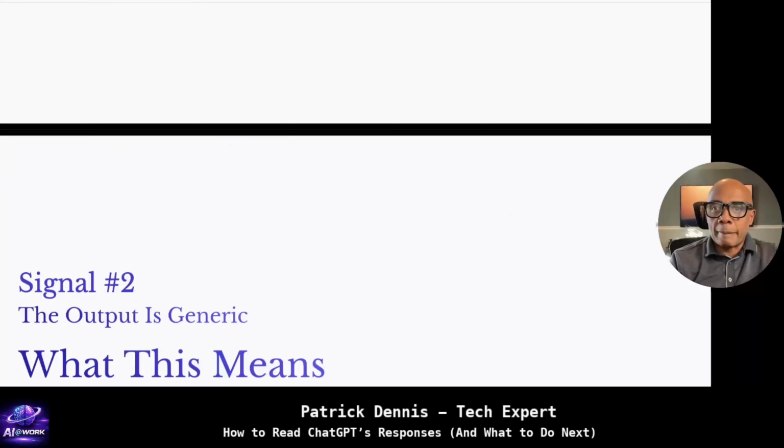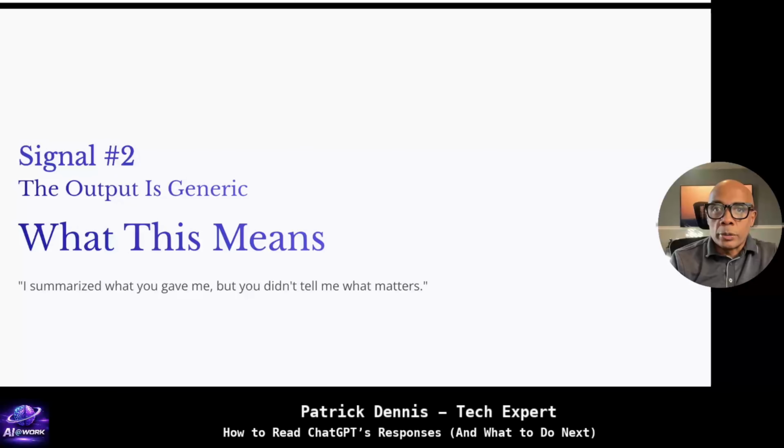That's it. Signal 2. The output is generic. ChatGPT gave us a response, but it felt blended and generic. That's ChatGPT telling you, I summarized what you gave me, but you didn't tell me what matters most or how this will be used. So instead of starting over, you add direction.